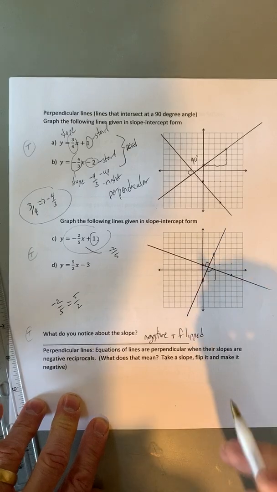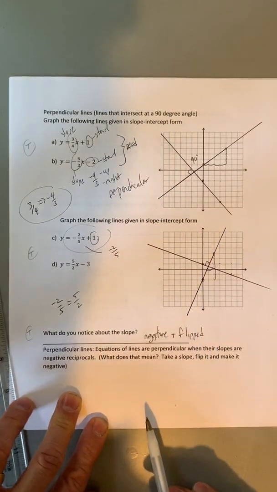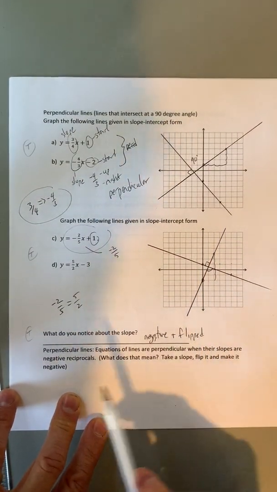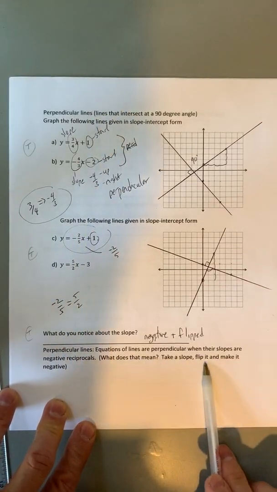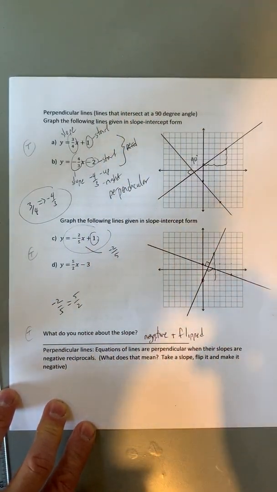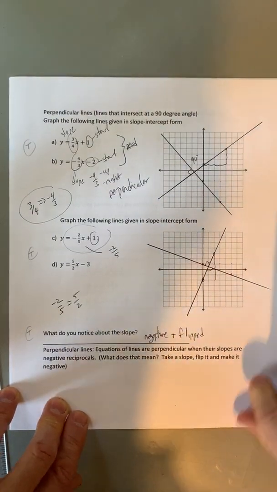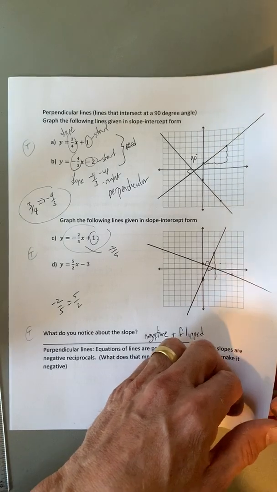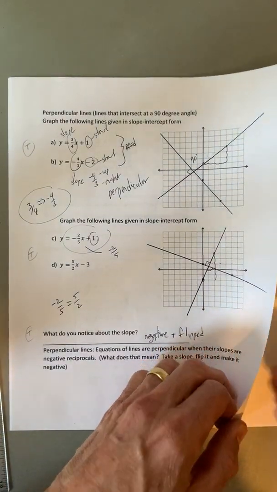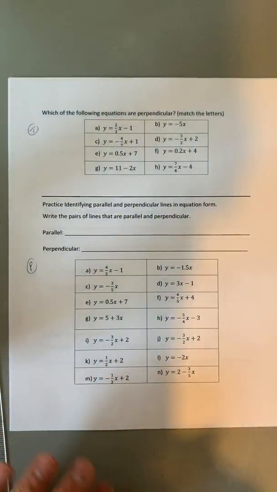So that's the key thing. When you've got a perpendicular line, their slopes are negative reciprocals. A very complex word for meaning, flip it and make it negative. So there you go. That is the main point of our lesson. Parallel slopes are the same, perpendicular slopes, negative reciprocal. Let's get a bit more practice now.